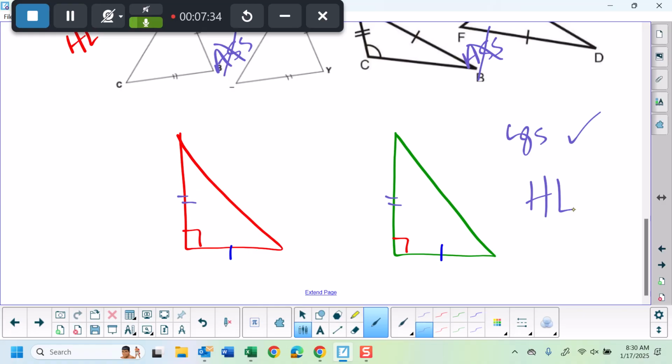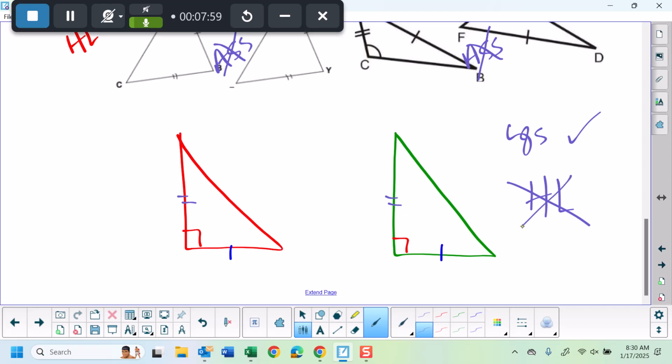So all the hands in the air are the people that got this question. Turn to your partner and tell them what the answer is. Talk about it. Did you get tricked by this one? No. Probably. No. Who said no? You're smarter than that. There you go. This is not hypotenuse leg, because it's side, angle, side.